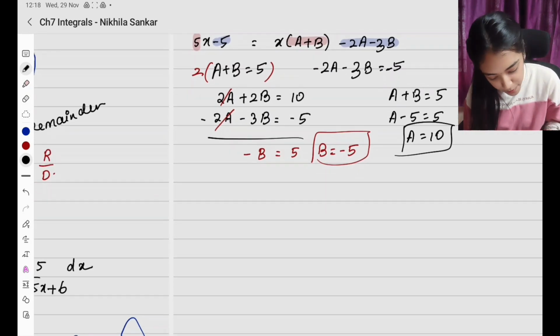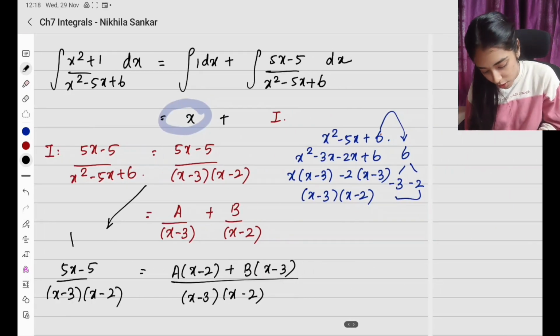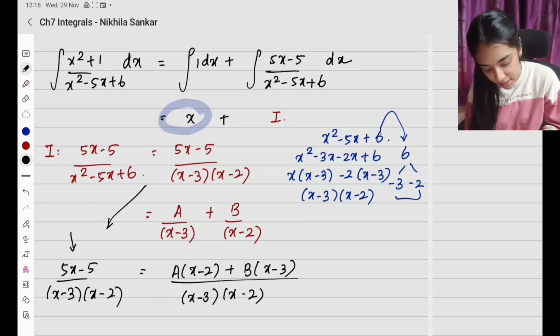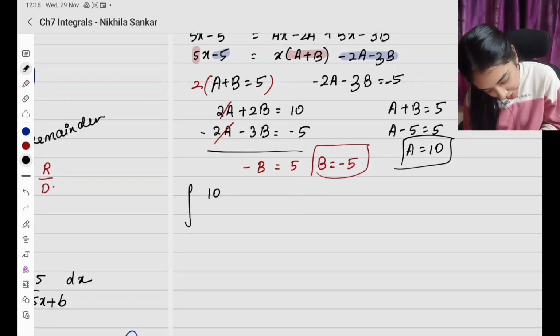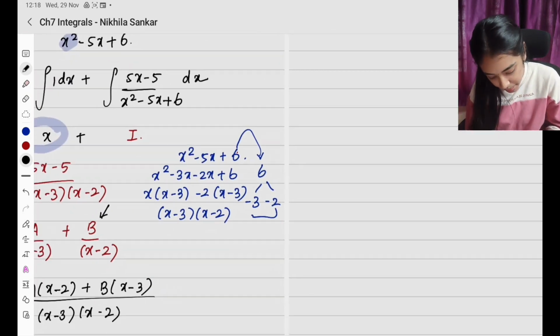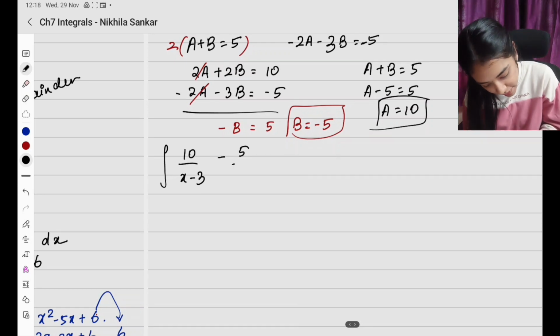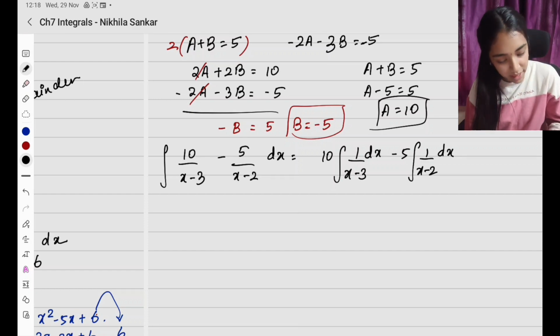Now by substituting it in the equation, I have integral of 5x minus 5 divided by x minus 3, x minus 2. How can we take it? I can write it like this. So a divided by x minus 3 plus b divided by x minus 2. So plus b, that is minus 5 divided by x minus 2 times dx. So when I split this, I have 10 integral 1 by x minus 3 dx minus 5 is a constant, 1 divided by x minus 2 times dx.